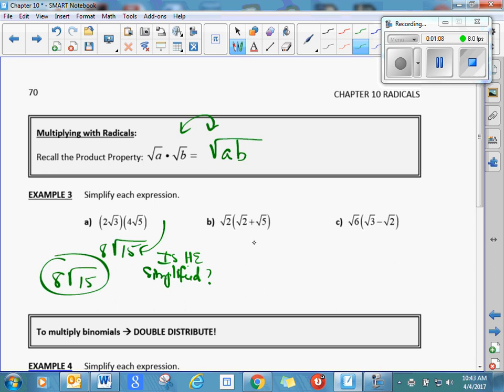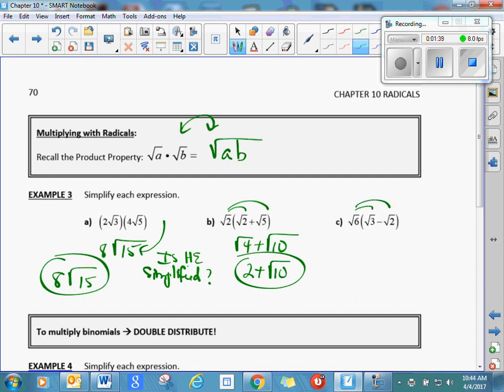Okay, let's look at this one. This guy's on the outside of a term that's got addition or subtraction in it, so we're going to distribute. When we distribute, we get the square root of 2 times the square root of 2, which is the square root of 4, plus the square root of 2 times 5, which is the square root of 10. Now, this can be simplified. The square root of 4 is 2. So 2 plus radical 10 is your answer, because radical 10 is as simplified as it'll go.